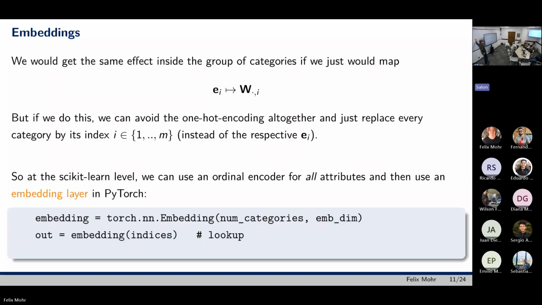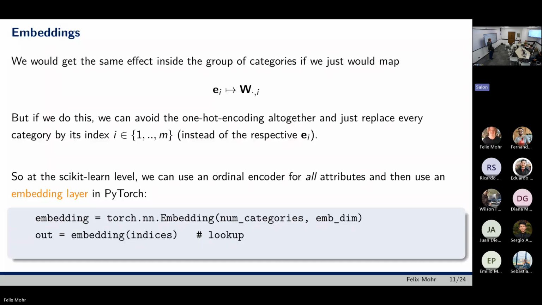Yes, you just use numbers from 0 to m minus 1, where m is the number of categories. Here I write in the mathematical notation 1 to m, but in Python it's 0 to m minus 1, because this is really an index of a tensor.